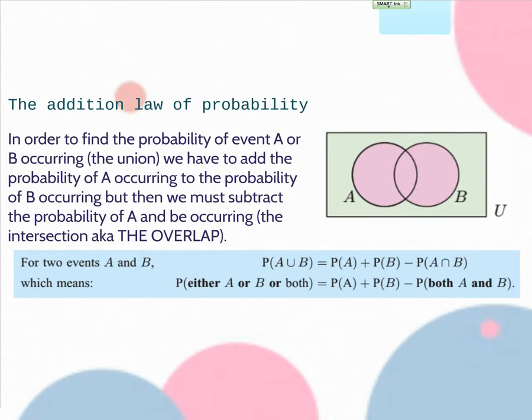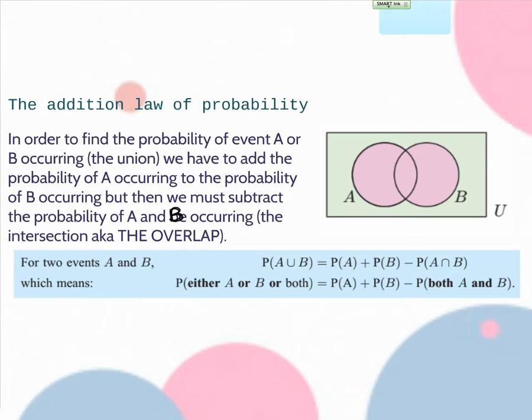So the addition law of probability was actually on that last quiz that you guys took last week, even though we didn't use it in law form. I tried to explain it in words. I'm going to use the picture to explain it as well, but in order to find the probability of events A or B occurring, that's the union, we have to add the probability of A to the probability of B, but then we must subtract the probability of A and B. Apparently I wrote the word instead of the letter.